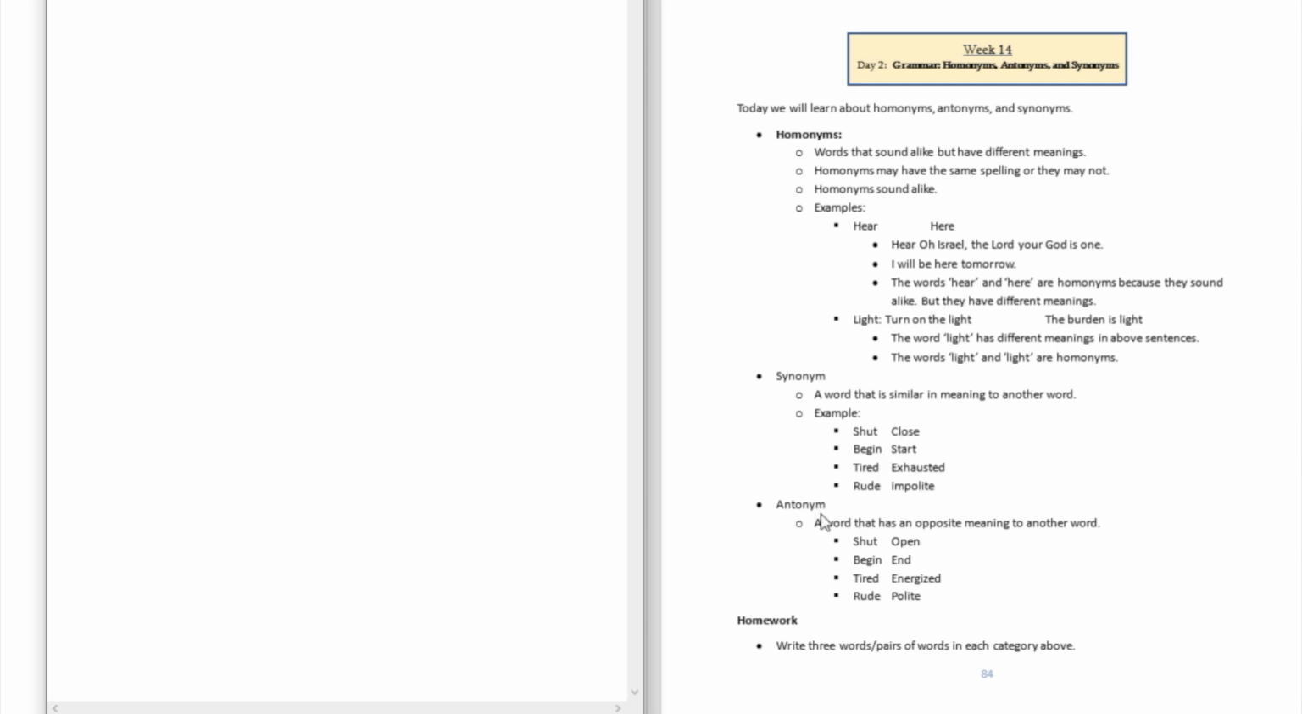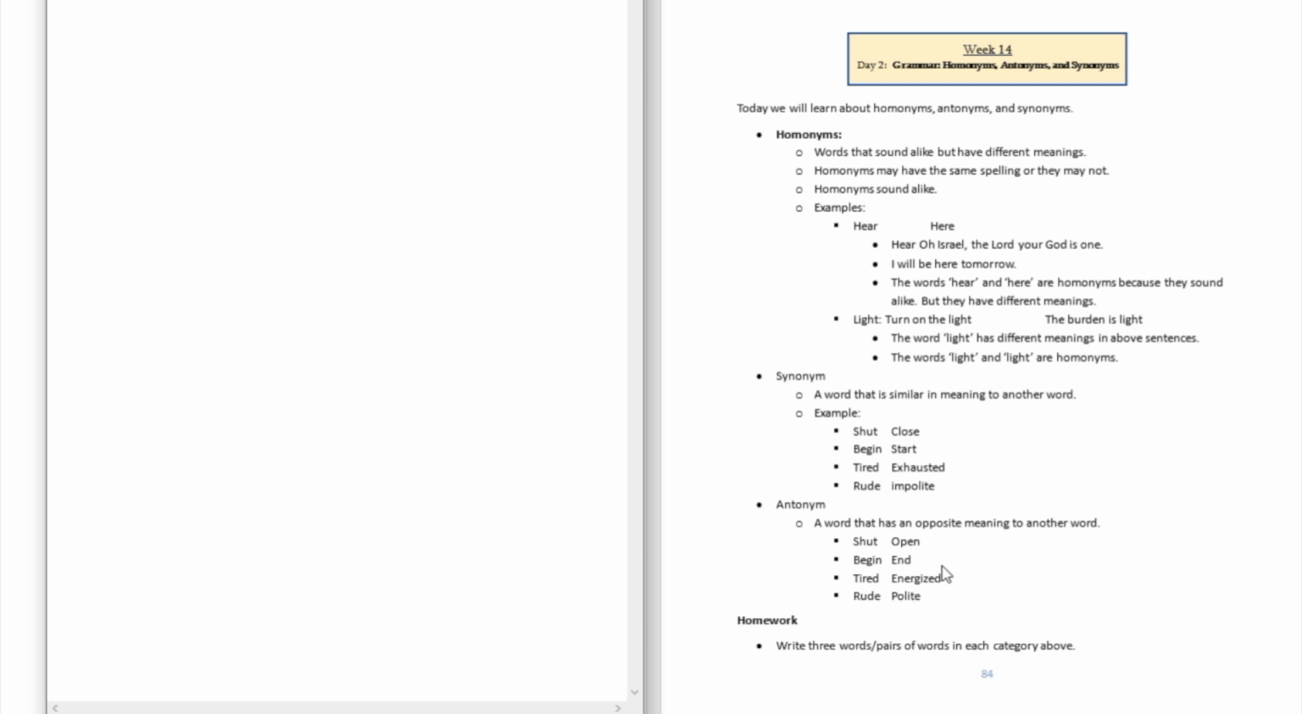Then what about antonyms? Well, a word that has an opposite meaning to another word is what we call an antonym. And it's going to be the exact opposite. So look at words and opposites like short, open, begin, and tired, energized, rude, polite. Okay, so they're going to be opposite words over there.